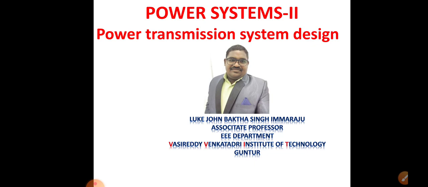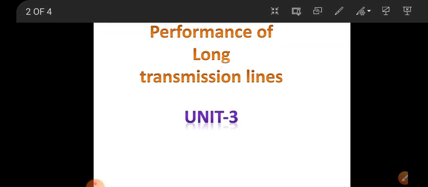We assume that the length of the transmission line is L meters, and we have taken one small element, with series impedance and shunt admittance, which is x meters distance from the receiving end. That small element we assume as dx. Then we have written two equations, equation 1 and equation 2.